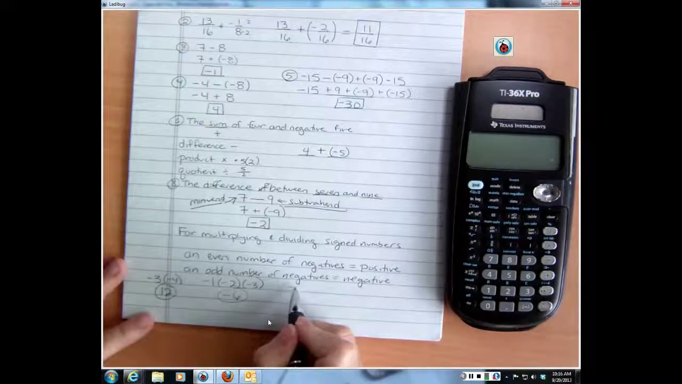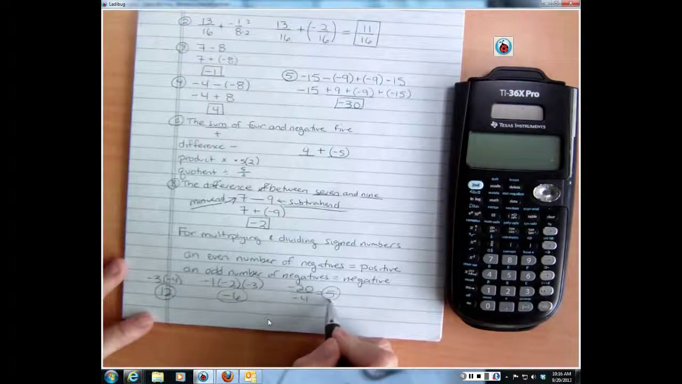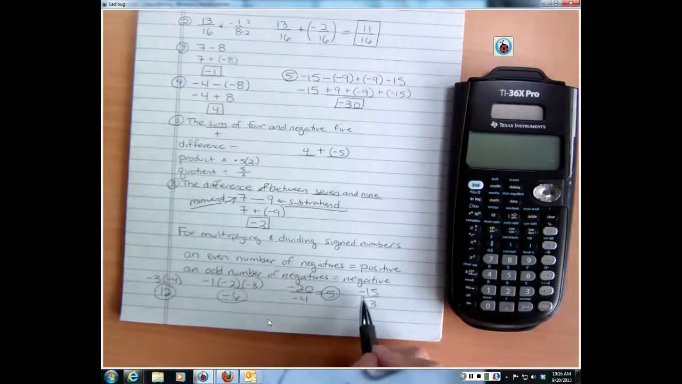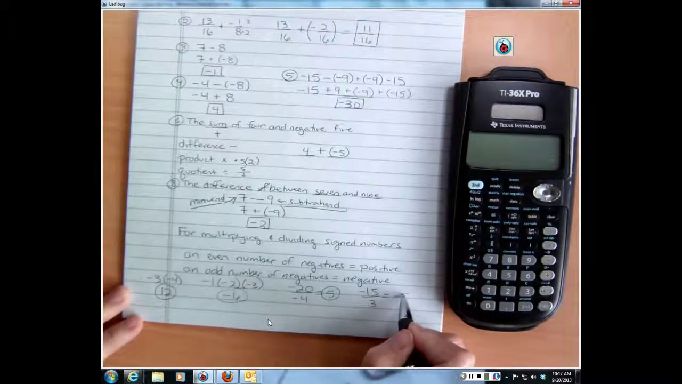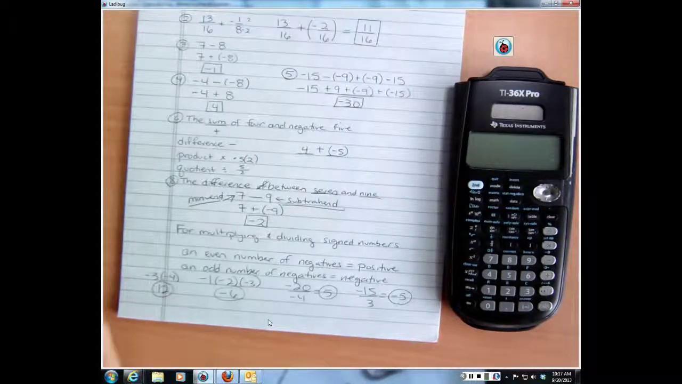If I have negative 20 divided by negative 4, that's 2 negatives. That's going to give me a positive 5. If I have negative 15 divided by positive 3, I have 1 negative. 1 is an odd number, so I get negative 5. So that's all you need to remember. Even number of negatives, positive. Odd number of negatives, negative.